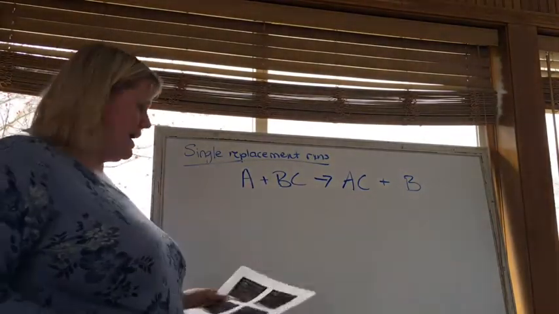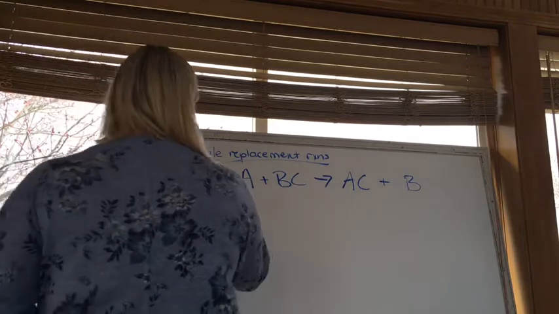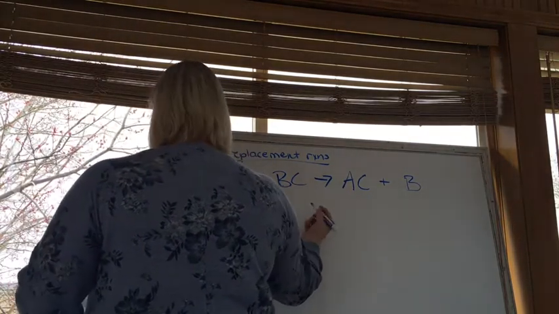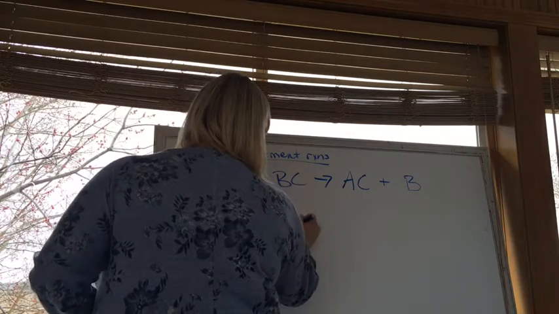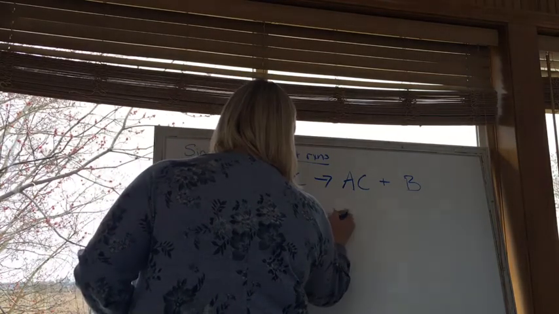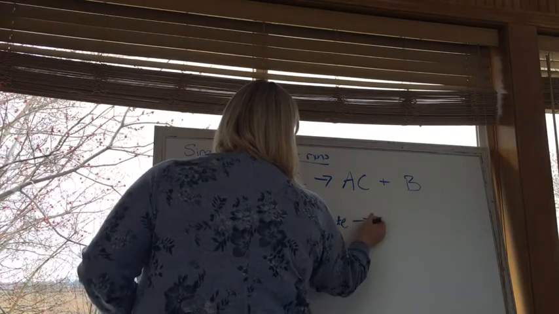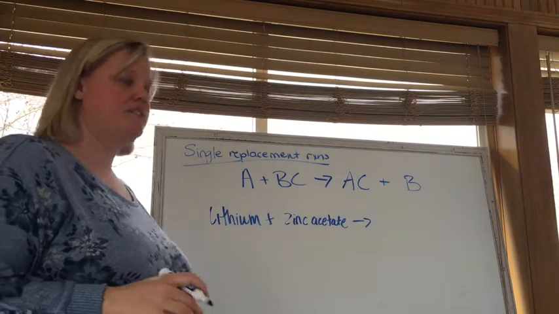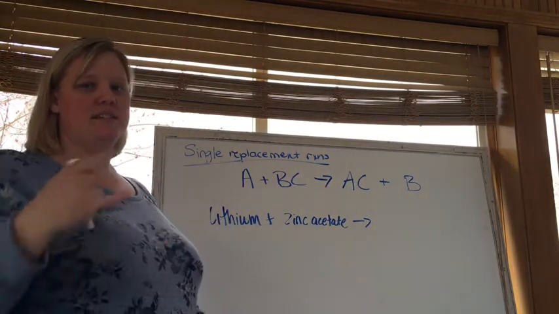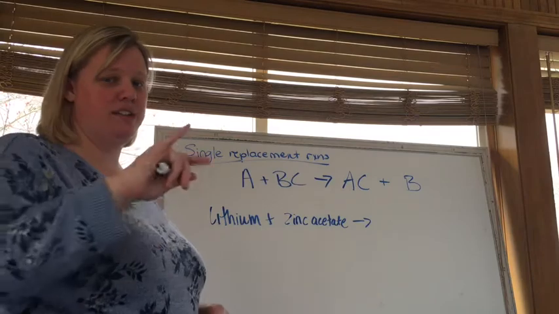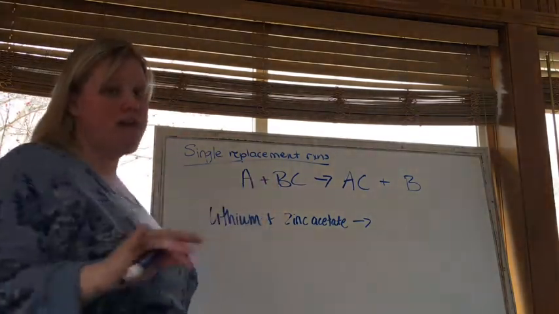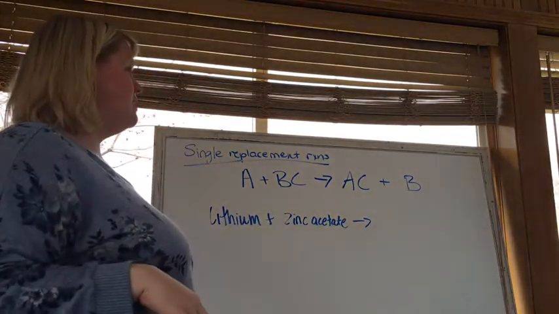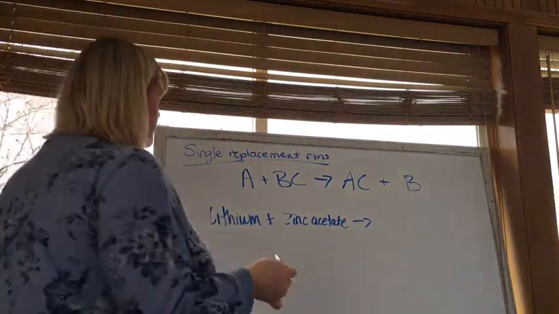If I was going to do an example, we might have something like lithium, plus zinc acetate, reacting to form. And in these reactions, like replaces like. So if you have a metal element, it's going to replace itself with a different metal. The metals are going to switch places. If you had two non-metals, then the two non-metals switch places.